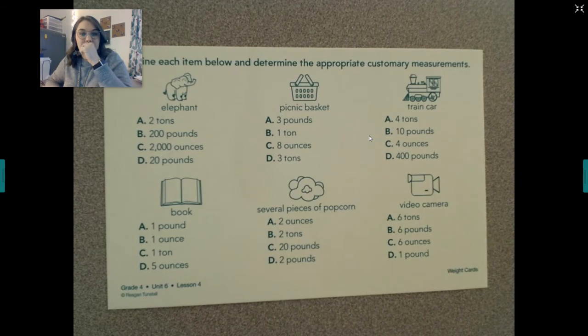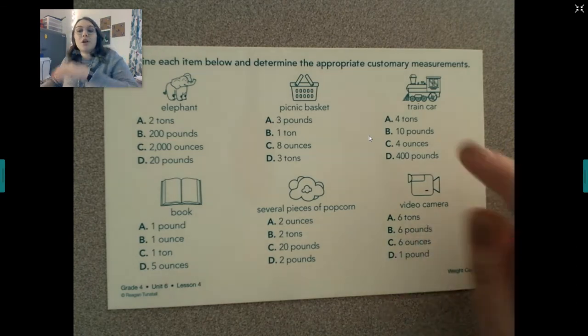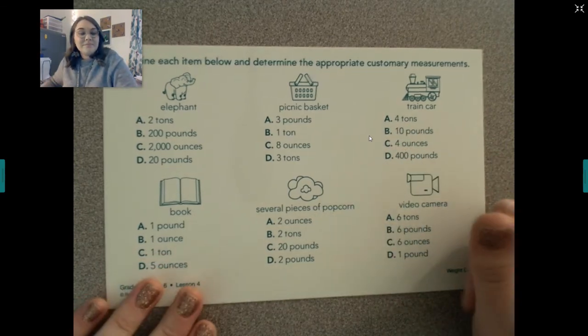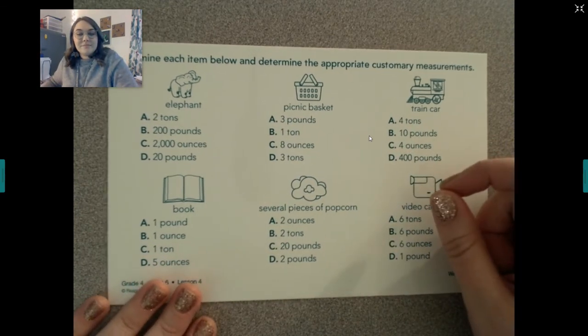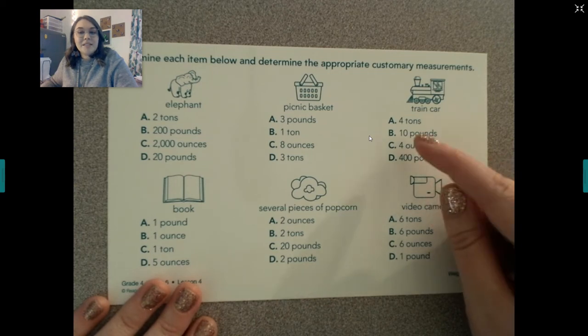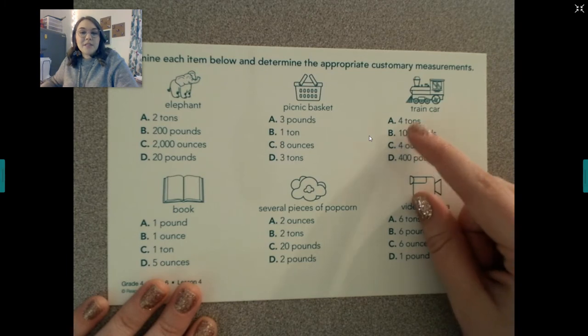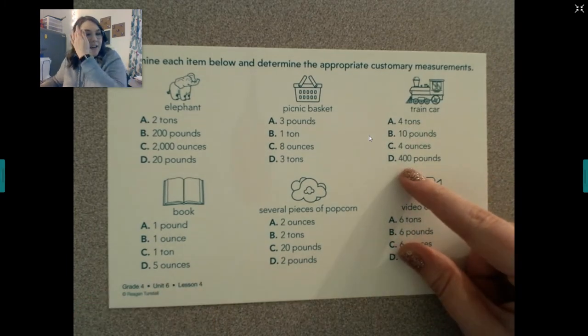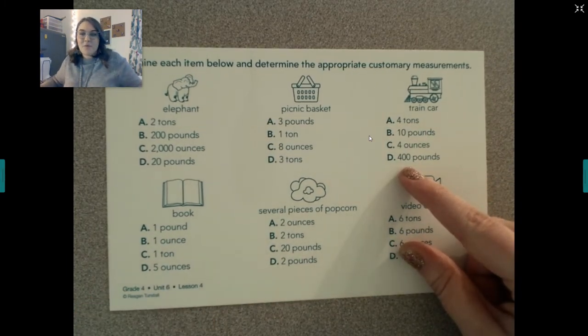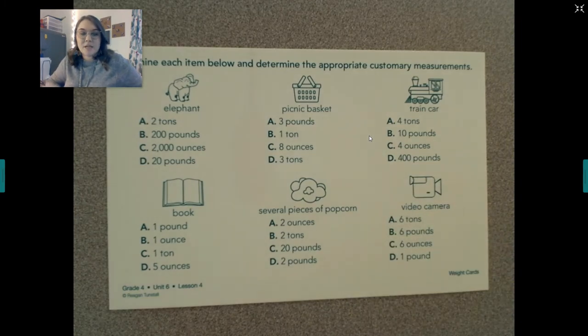A train car. I would say the front of a train car seems pretty heavy. It might be about 4 tons. If it's not very heavy, like the middle one, if there's nothing in it, it might be 400 pounds, but I'm leaning towards the 4 tons.